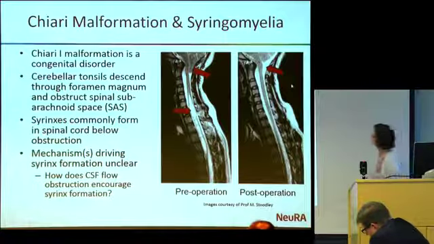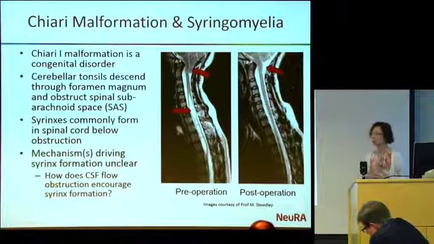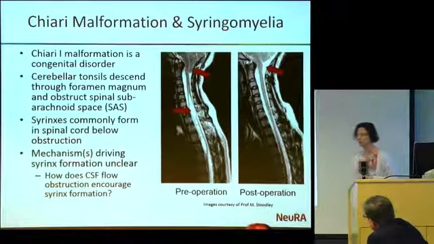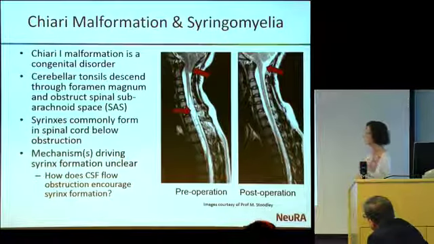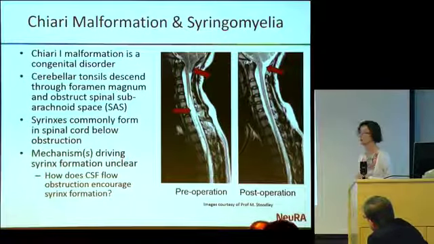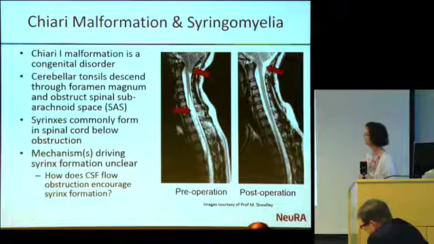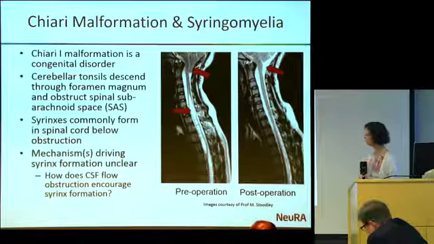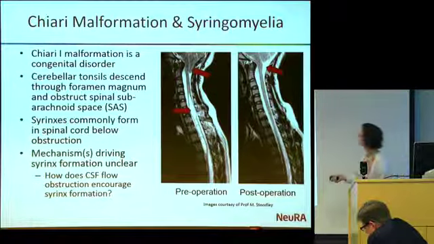I guess at this stage I might just skip quickly through these. We all know what Chiari malformation is. We all know that in a proportion of Chiari malformation patients, they also subsequently develop a syrinx, and that is associated with descent of the cerebellar tonsils into the upper cervical spinal canal. And those syrinxes typically form here, below the level of the obstruction up here.